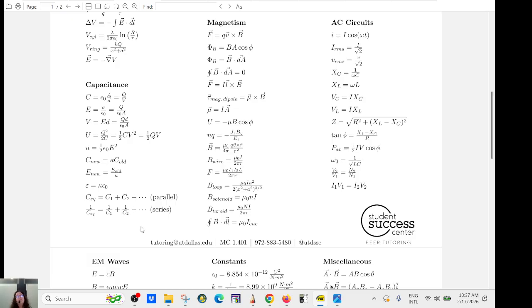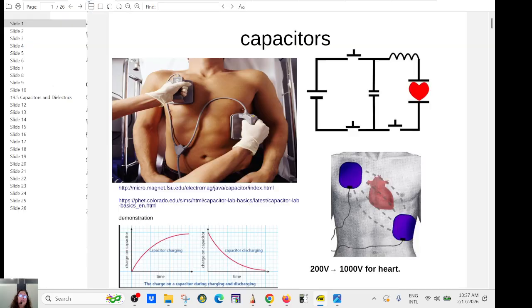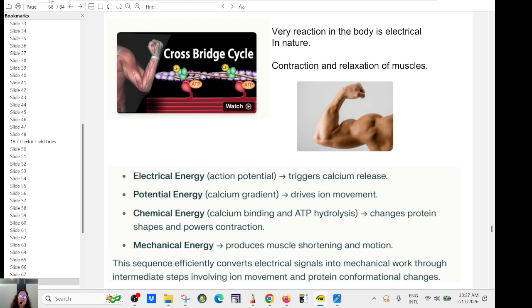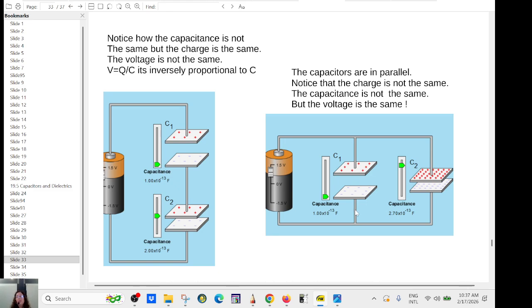If they are in series, then you use that equation, but you don't have to worry about that. But you can see that here. If they are in parallel, you're going to boost the capacitance.